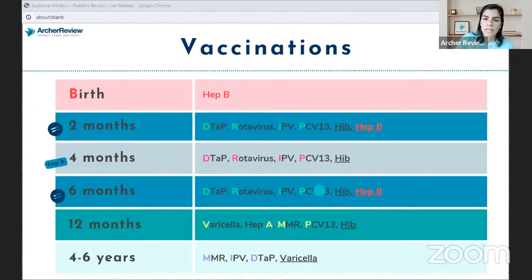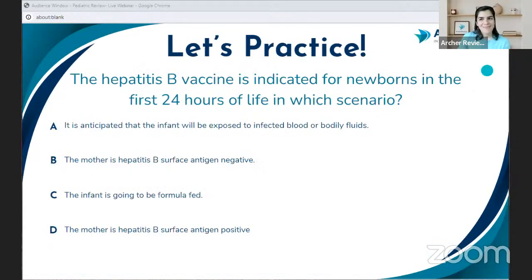And then also typically the reason why they're getting the vaccines at those ages is because they're more susceptible to the virus at that point in time, right? So they're going to be more susceptible to measles, mumps, rubella, varicella within that age group. So that's also going to help you as you're looking to make your differential diagnosis in clinic and on the boards. So with that said, let's do a practice question that kind of highlights what I'm talking about.